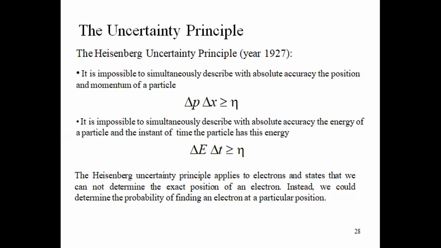So there are conjugate sets like momentum and displacement vector, and energy and time. At the same time, delta J into delta theta, angular momentum and angle. Okay, these conjugate sets follow this uncertainty. That means we cannot accurately describe the error in calculating those parameters. The Heisenberg uncertainty principle applies to electrons and states that we cannot determine the exact position of an electron. Instead, we could determine the probability of finding an electron at a particular position.